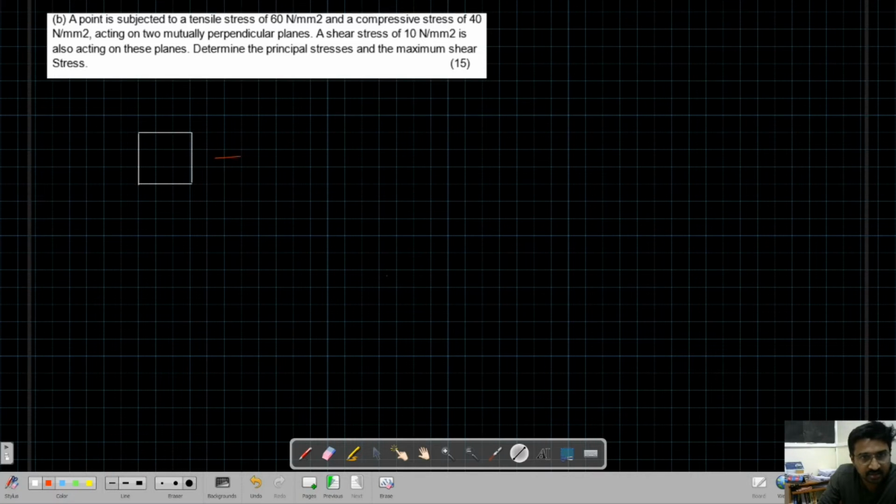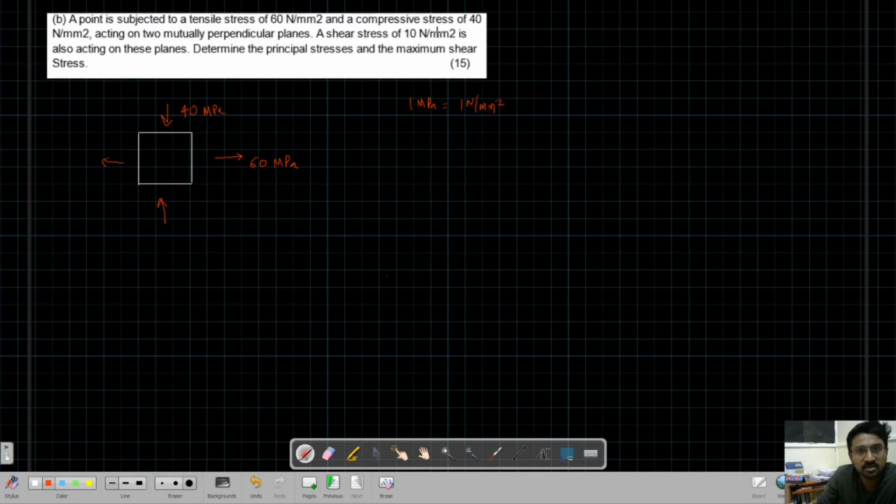So first stress is in this direction. So this is 60 MPa in tensile. So remember, 1 MPa is 1 Newton per mm square. You should remember this. Okay. And then in the perpendicular direction, there is a compressive stress of 40 MPa.